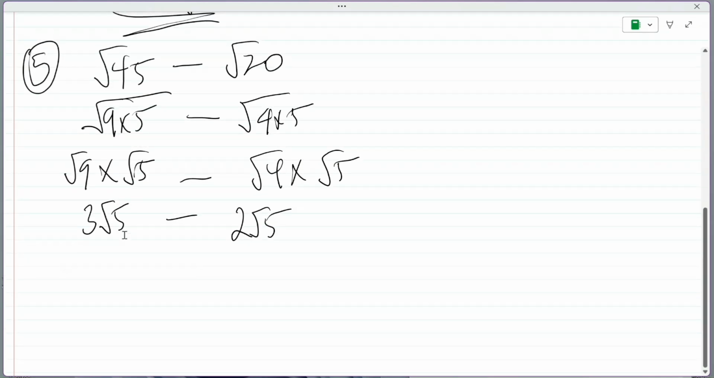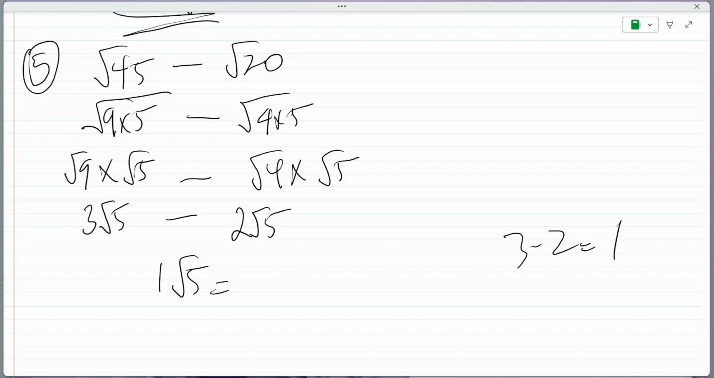Then you have 3 root 5 minus 2 root 5. Both of them are similar surds or like terms. You pick one of the root 5s, since they are the same, then you do 3 minus 2. 3 minus 2 is 1. So you have it as 1 root 5, which you could also say is just root 5 as our final answer.